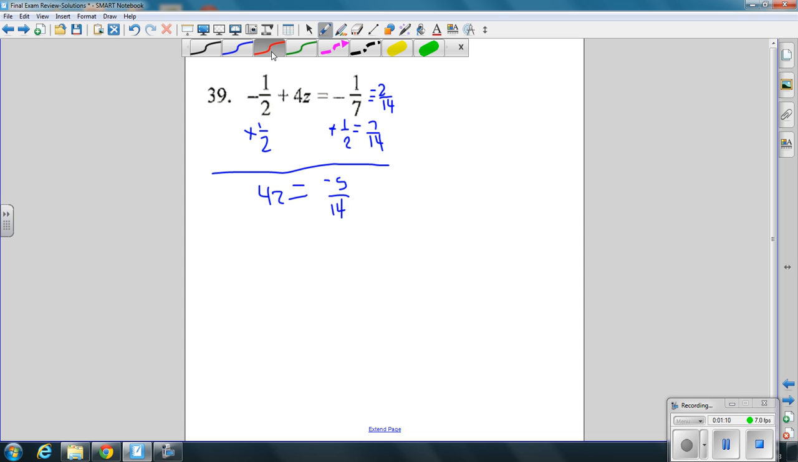And now we have our variable 4 times z equals negative 5 over 14. So we can divide by 4, divide by 4. These cancel, giving us z equals, remember we have a fraction here, so dividing by a number is the same as multiplying by the reciprocal. So negative 5 over 14 times 1/4. So z equals negative 5 over 56.